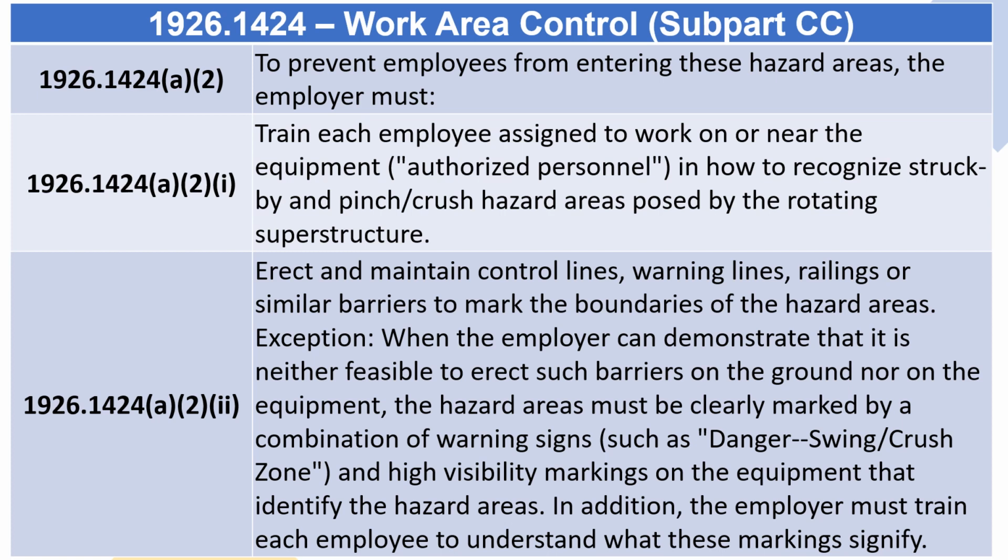Exception: when the employer can demonstrate that it is neither feasible to erect such barriers on the ground nor on the equipment, the hazard areas must be clearly marked by a combination of warning signs, such as danger swing/crush zone, and high visibility markings on the equipment that identify the hazard areas. In addition, the employer must train each employee to understand what these markings signify.